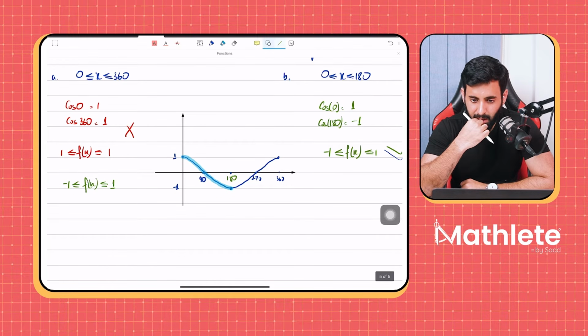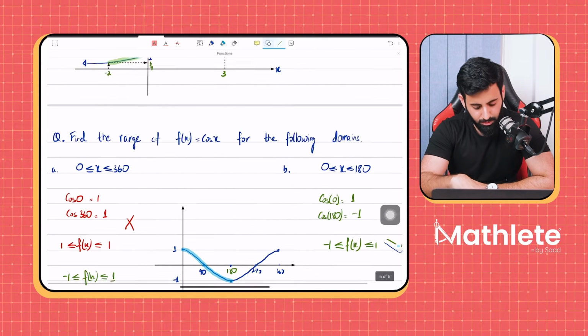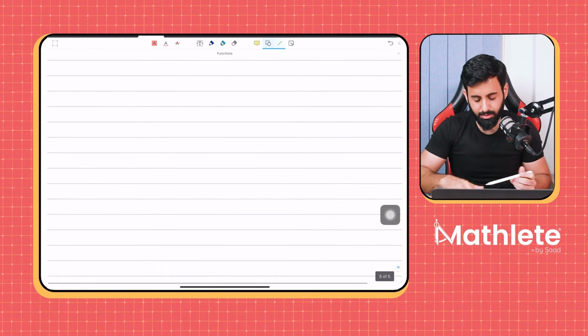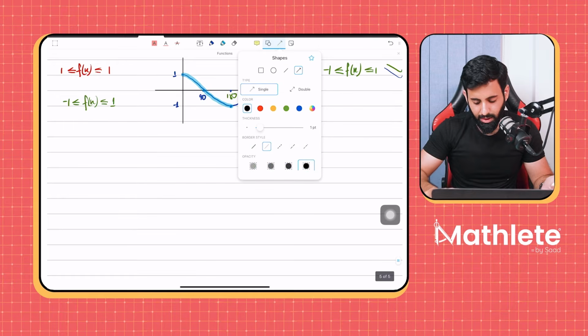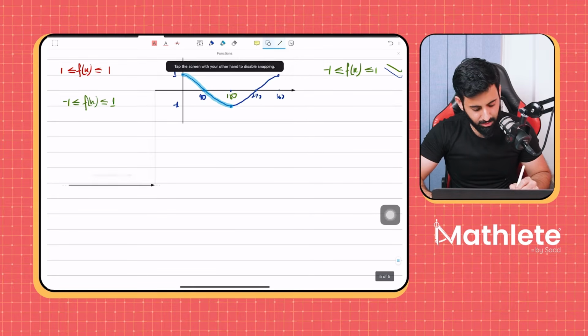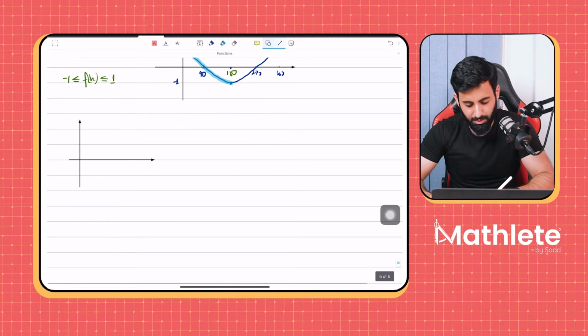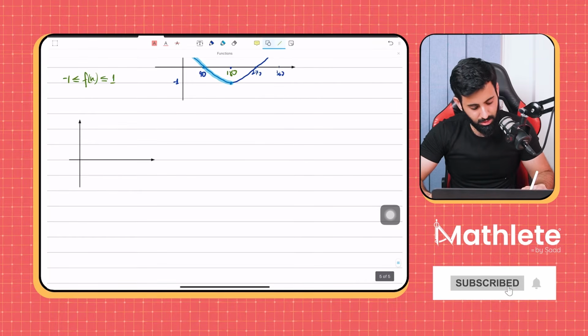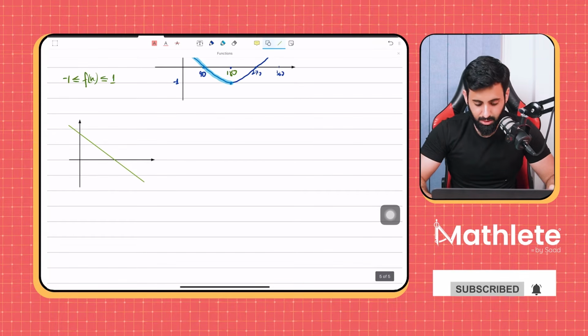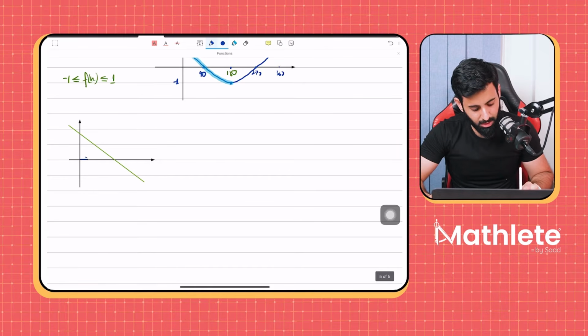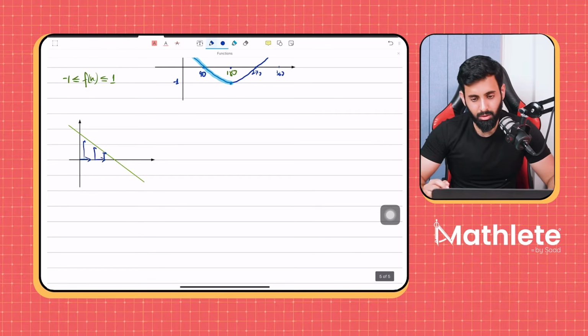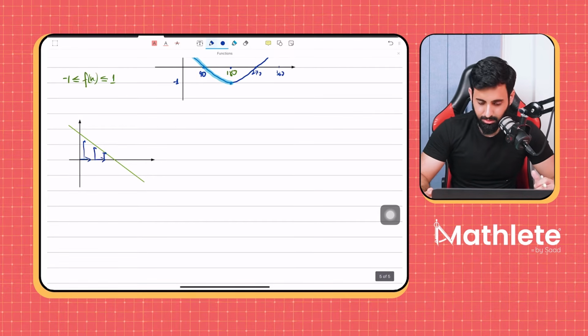So if the line goes down, x will increase too. Dekho, even if you have a line with a negative gradient, it doesn't matter. That means it's a decreasing function. If you have a line that looks like this, this is a decreasing function. Why is it a decreasing function? Because as x increases, what's happening to y? You can see y is decreasing. So it's not an increasing function, but it's a decreasing function.